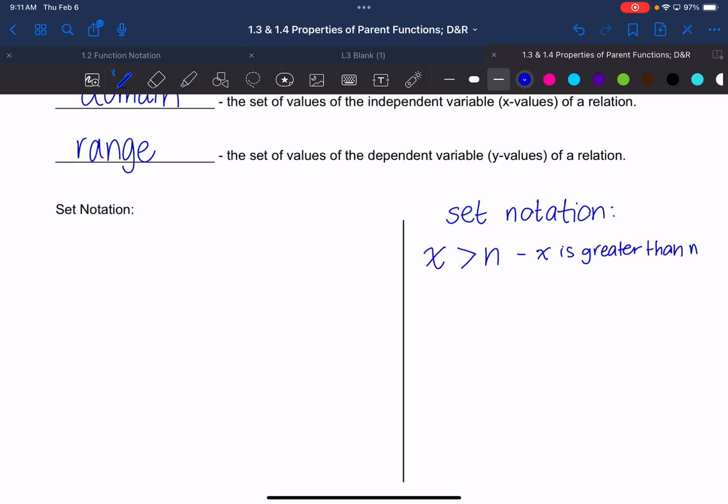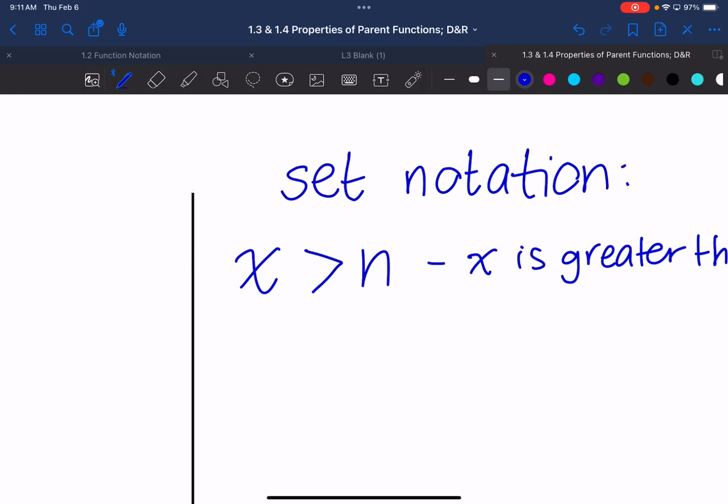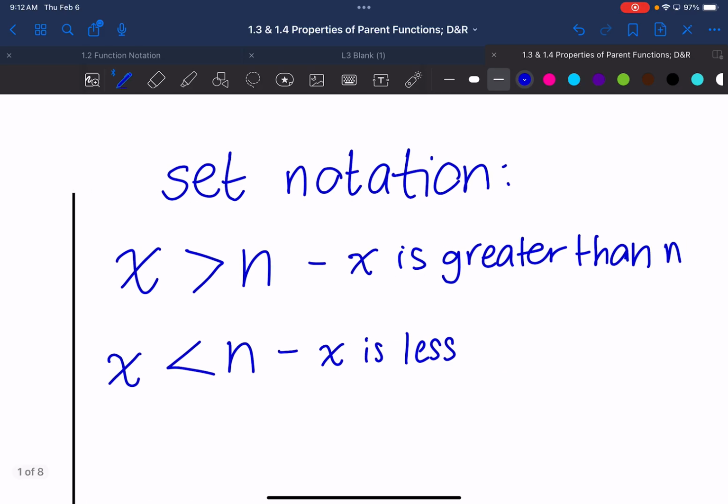Right, greater than n. Ooh, it's cut off there. Perfect. Right, so it's like the alligator. I don't know if you ever saw that hack of the alligator eating the bigger number if you draw teeth on it, versus a mouse. If you draw the little nose and the whiskers, it sniffs the smaller number. So that's one way to remember it. If I do the flip, this is just going to be x is less than n.